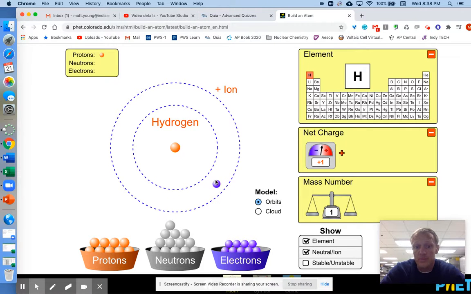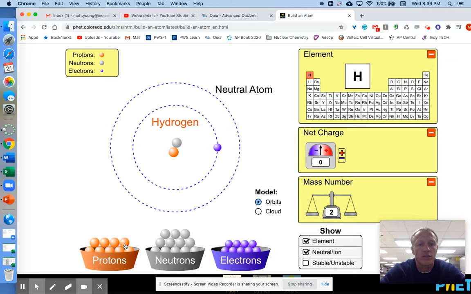If I put an electron with it, now it's neutral. It's got one positive, one negative. Notice the mass did not change. Electrons that are traveling around the nucleus have virtually no mass, almost no mass at all. So electrons do not affect the mass number. If we put a neutron in there, now the mass number is 2, because you have a proton that weighs 1 AMU and a neutron that weighs 1 AMU. Electrons don't weigh anything.